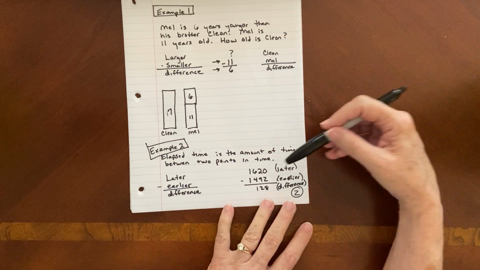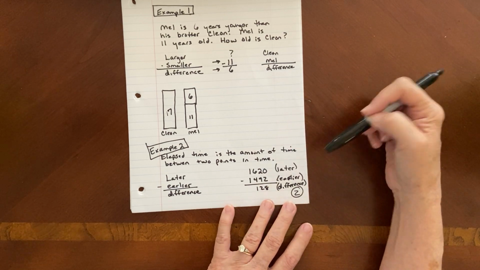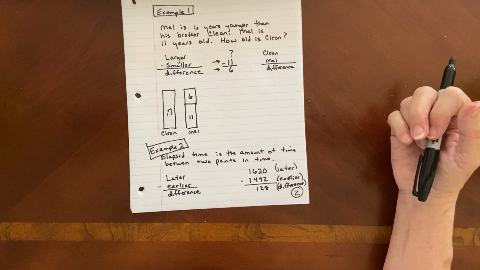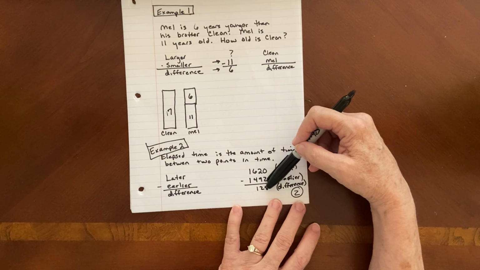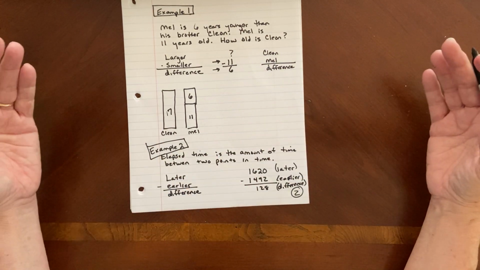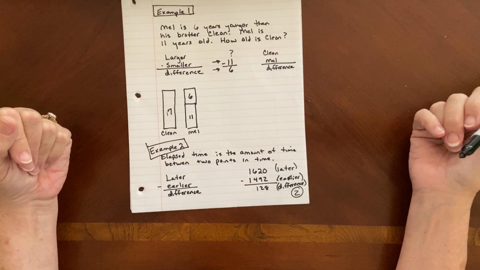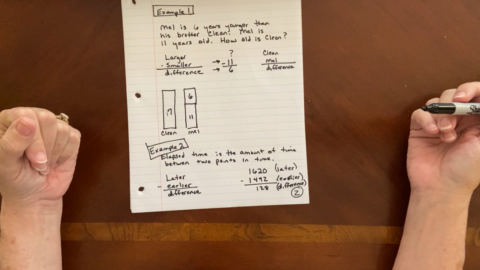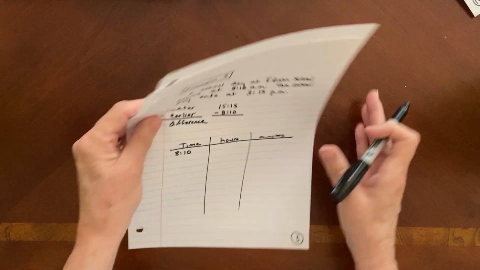So the difference between 1620 and 1492 is 128 years. So that was pretty straightforward. Later minus earlier, you get the difference. So how long was the time period between Columbus and the Pilgrims? It was 128 years. Okay, so example 3, they're going to show you one way.